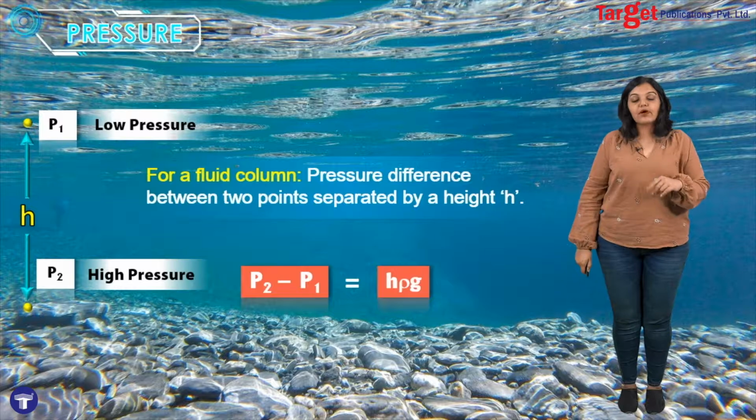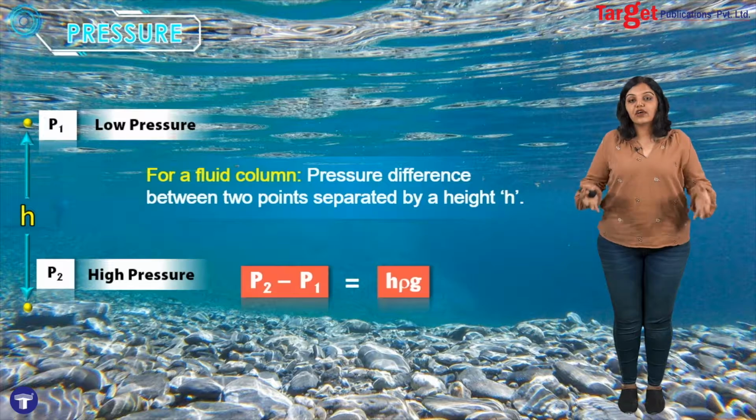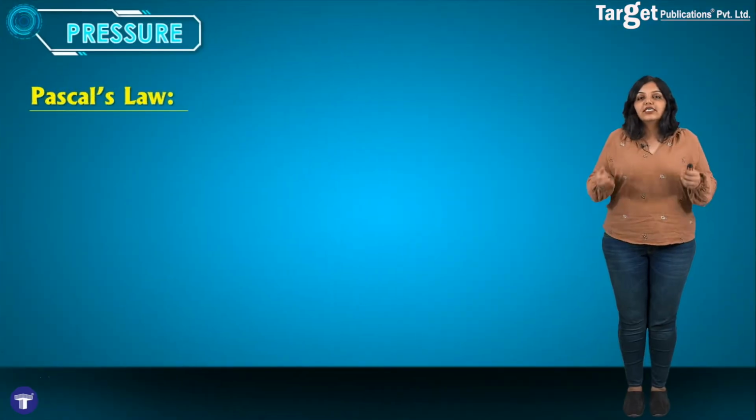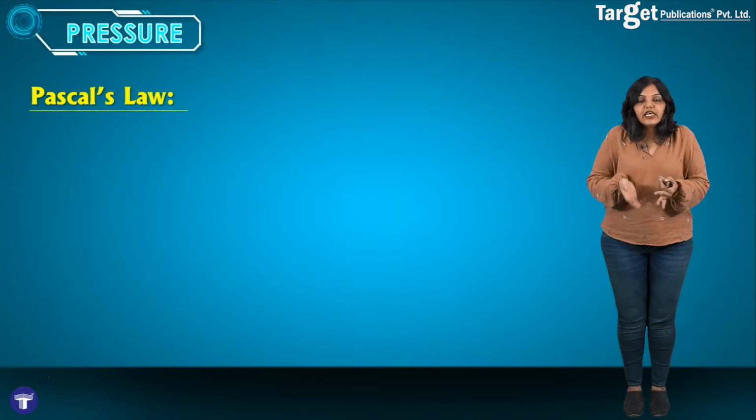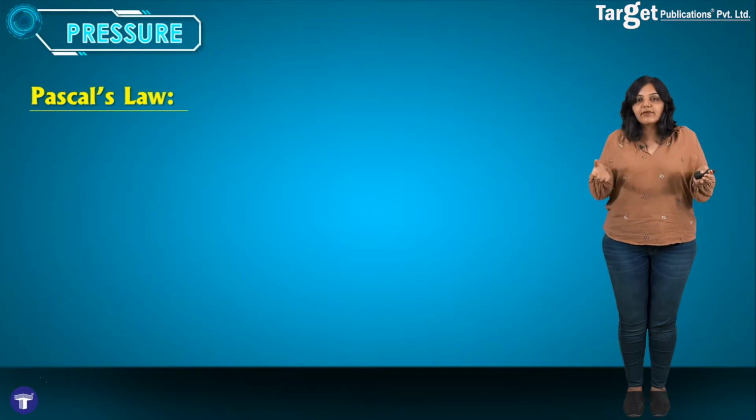The final point about pressure I want to make is that, as you can see, the pressure difference depends only on the height, and it is independent of the cross-sectional area, that means the shape of the container. All that matters is that the height between them is h. But if pressure is changing with the height difference, then the next question is, if there is no height difference between 2 points, is there a difference in pressure?